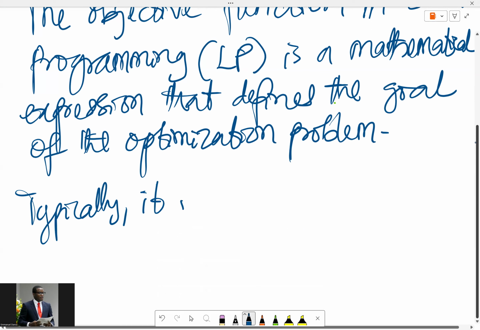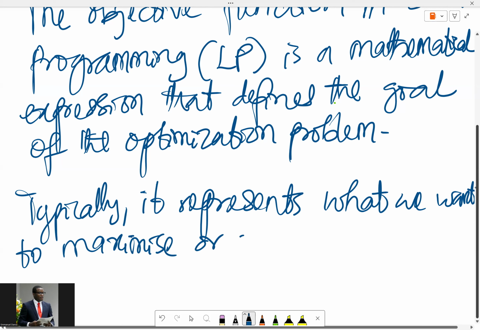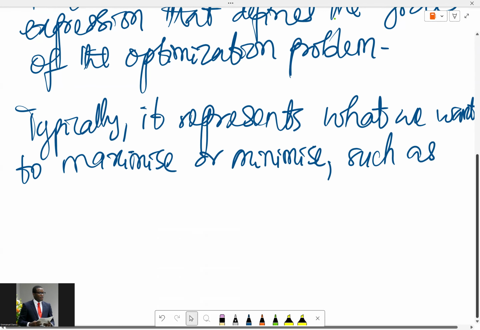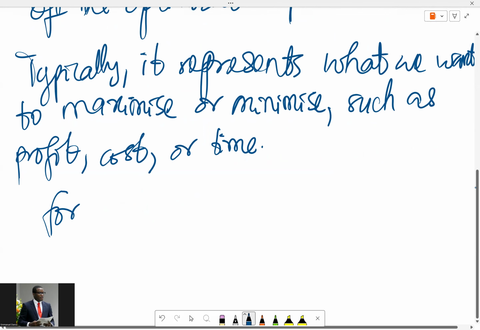Typically, it represents what we want to maximize or minimize, such as profit. Of course, you want to maximize profit as much as possible. You want to minimize cost of production as much as possible, or you want to maximize the time you spend doing something.